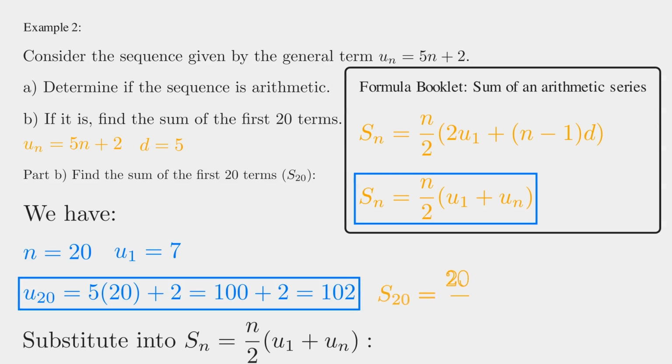Now, replacing these values in the Sn formula, S20 is equal to 20 over 2 into 7 plus 102. This simplifies to 1090. So S20 is equal to 1090. Thus, the sum of the first 20 terms is 1090.